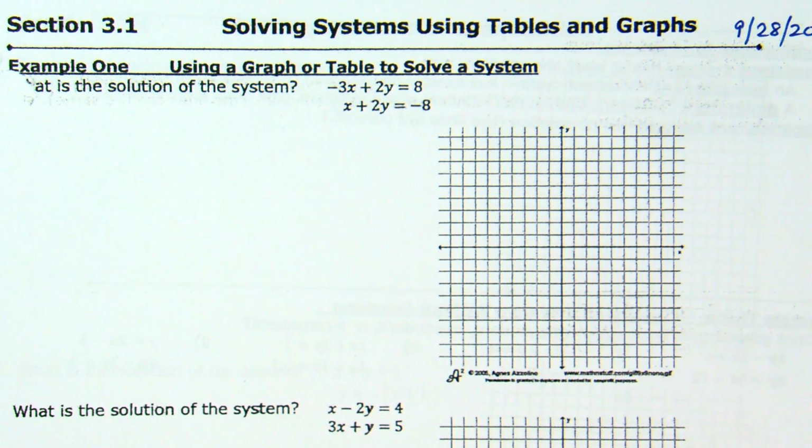So what is the solution of the system? There's two equations given. Negative 3x plus 2y equals 8, and x plus 2y equals negative 8. Thoughts? Eli?